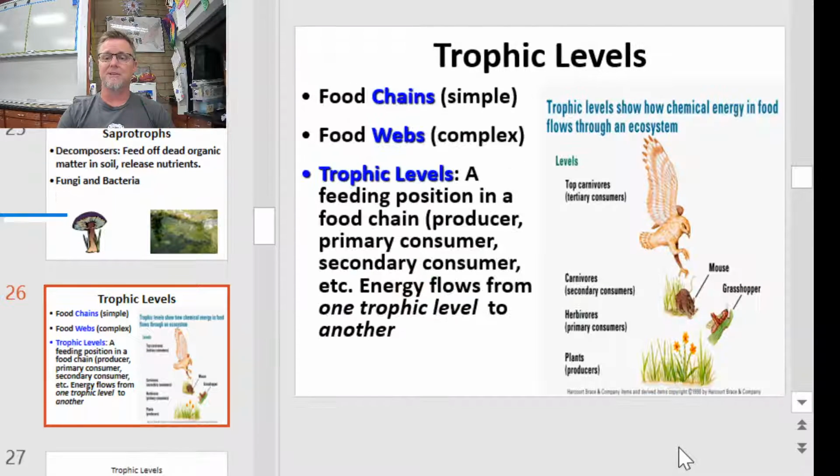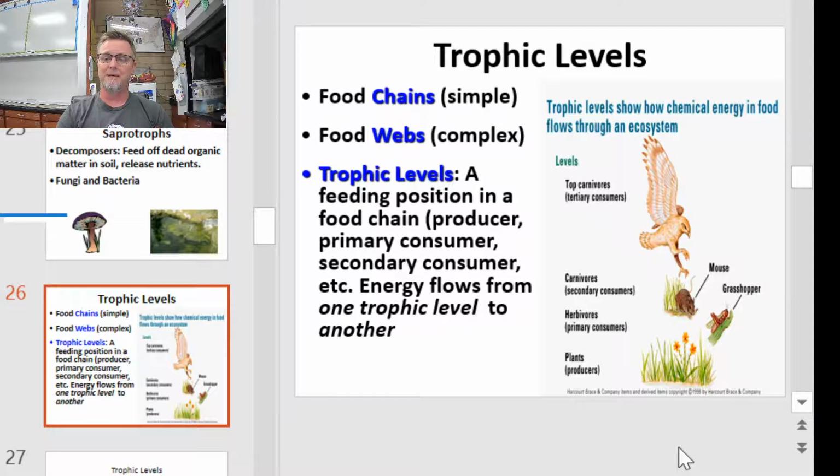Now, using this information, we can create what are called trophic levels. A trophic level is a feeding level in a food chain or a food web. Food chains are simple, trophic level visual representations of, well, students like to say who eats whom, but really it's a representation of how matter and energy flows through an ecosystem.